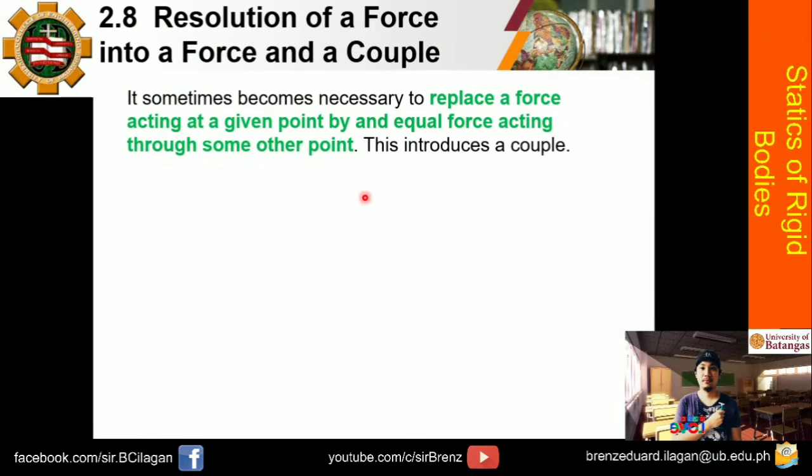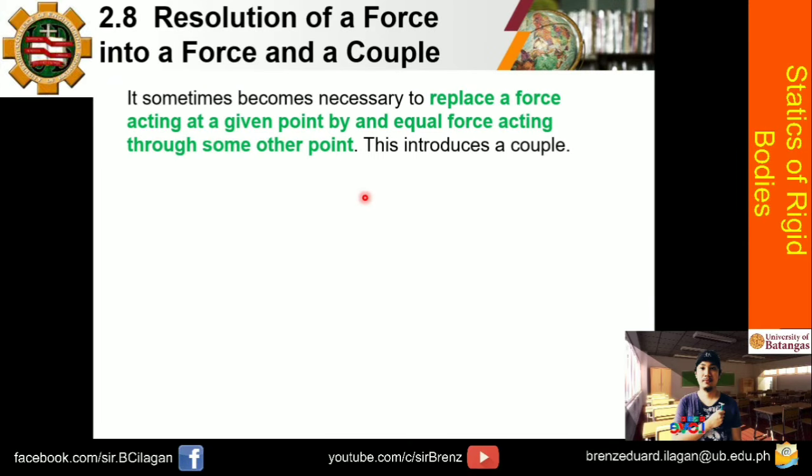Okay, so next topic natin under the same module or same chapter, Resultant of Force System, is all about resolution of a force into a force and a couple. So basahin natin yung description. It is sometimes necessary to replace a force acting at a given point by an equal force acting through some other point. So this introduces a couple.